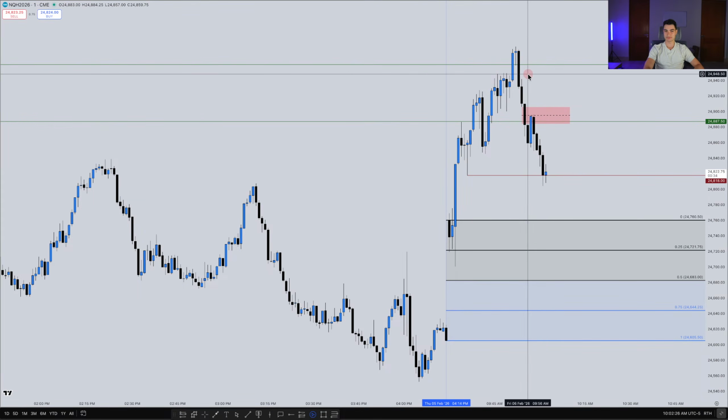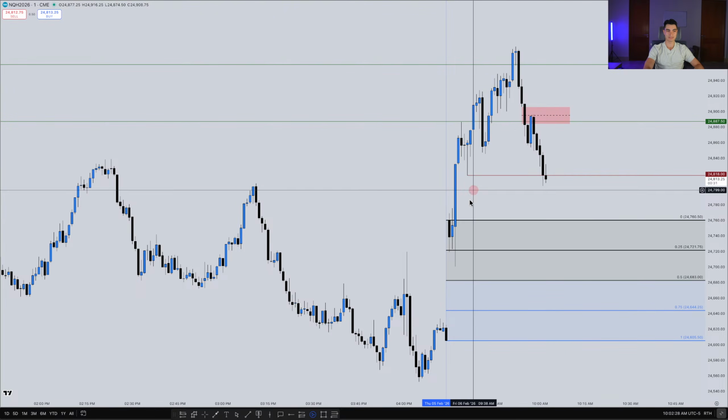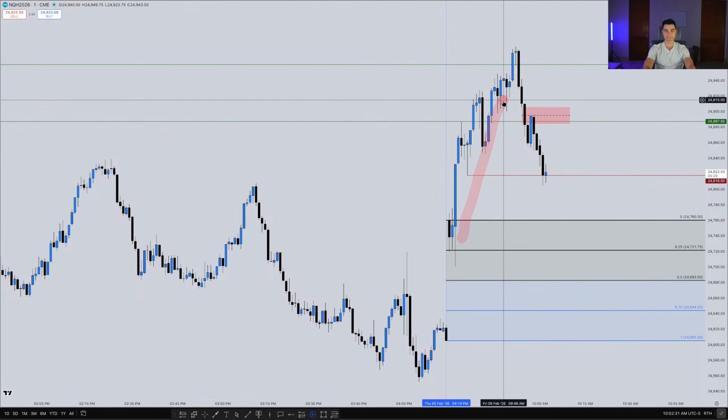But that's on the basis of this here. We took out buy side liquidity. This is like a 9:30. I'm looking at this as the 9:30 Judas.